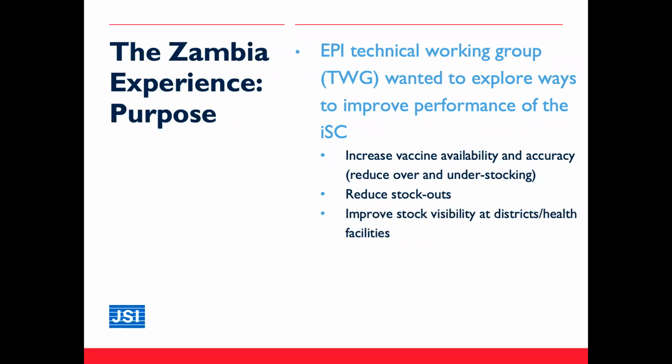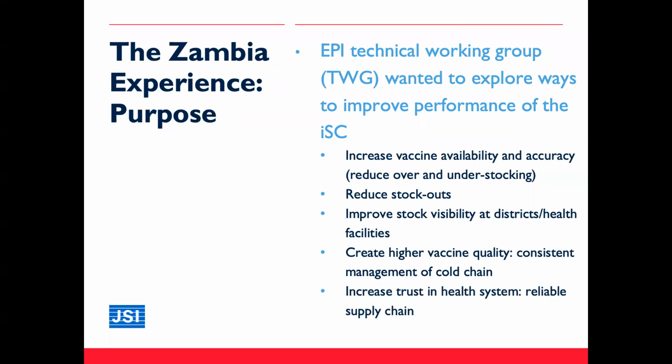We also wanted to improve stock visibility at district and health facilities, where at that point there was really no visibility, so we didn't know what was there. Districts had an electronic registry, but at the health facility level, we had no idea what was taking place. We also wanted to create a higher vaccine quality with consistent management of the cold chain to ensure that the vaccines are actually viable.